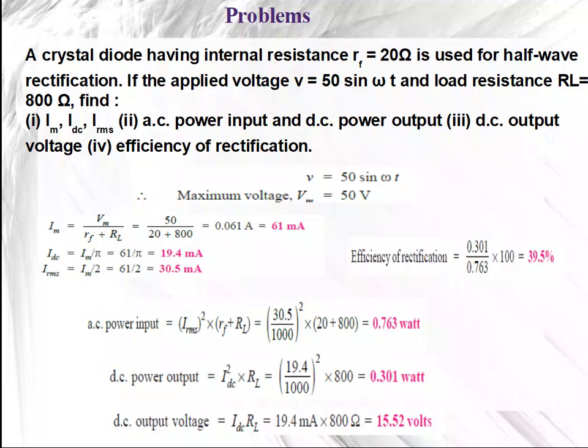Okay, so I think it is clear for you how we can do the calculation and what is the significance of the values. Whatever efficiency we are getting is related with the power. You can see that the efficiency is the same. If we consider 0.763 and 0.301, and take the ratio of these two, we get 40.6. So this is almost the same as what we got before.